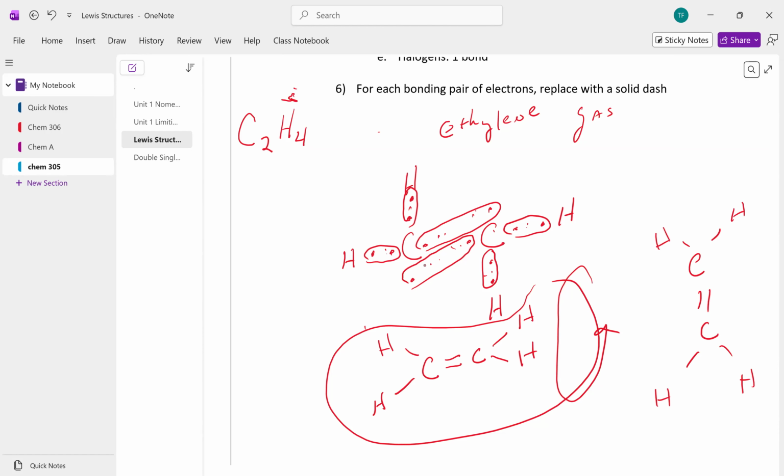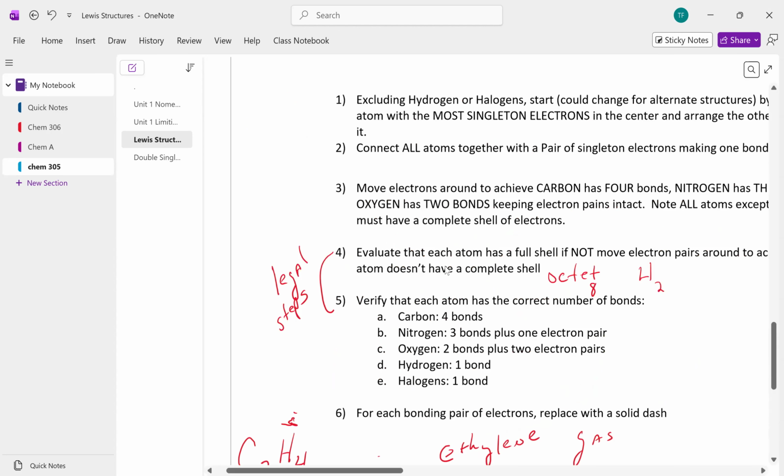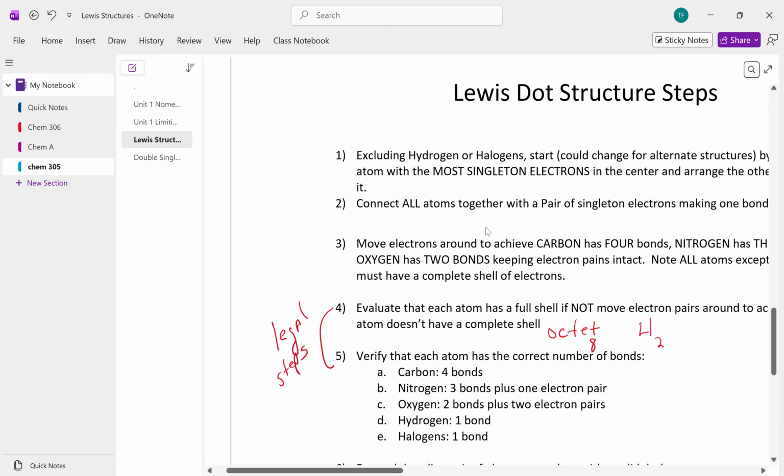Professor? Yeah. I came into class a little late. Where can I find the Lewis structure instructions sheet? Like how to do the Lewis structure stuff? Right. You're talking about this here? Yeah.